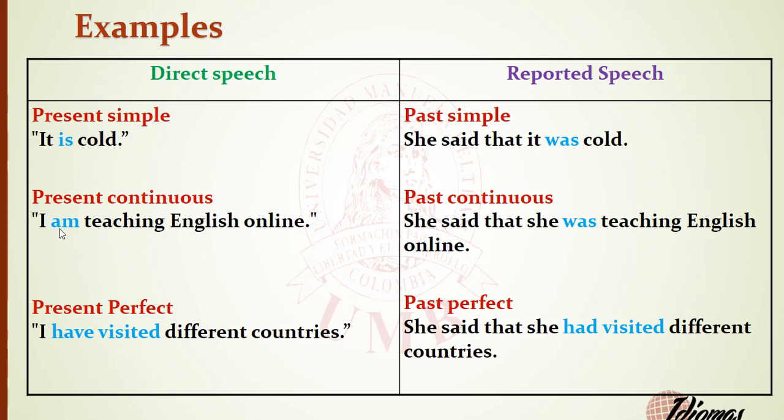She said that it was cold. Present continuous, I am teaching English online. She said that she was teaching. Present continuous, past continuous. Present perfect, past perfect. I have visited and she said that she had visited.